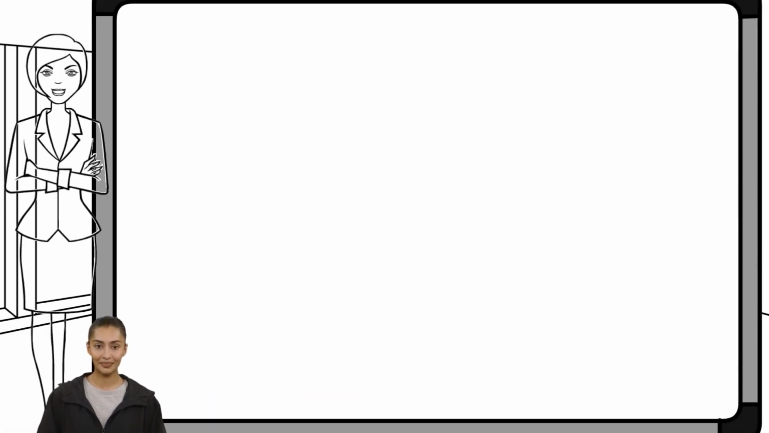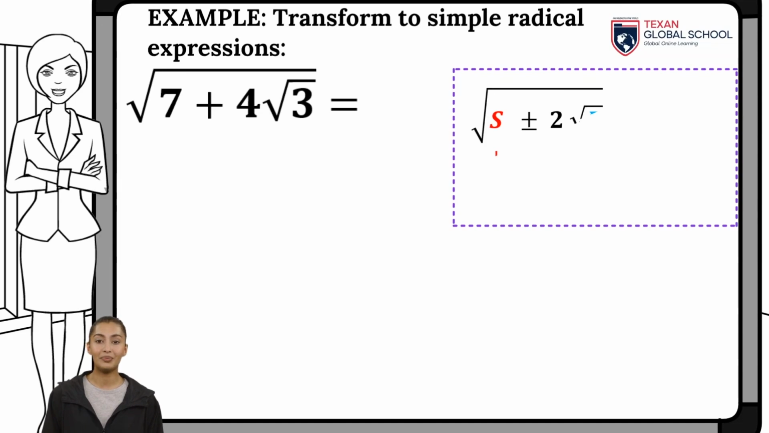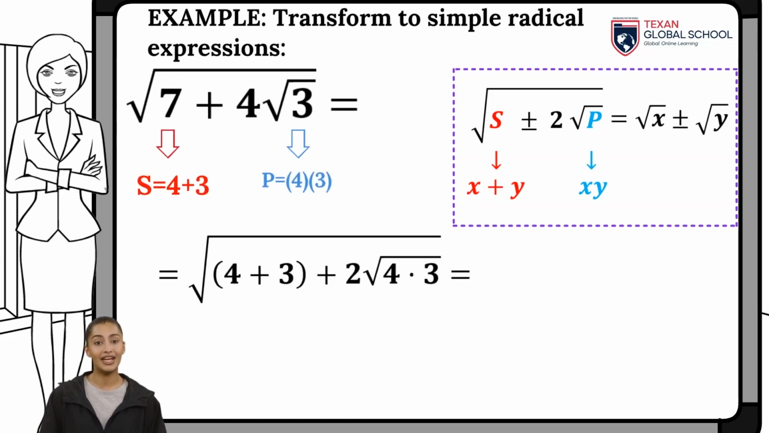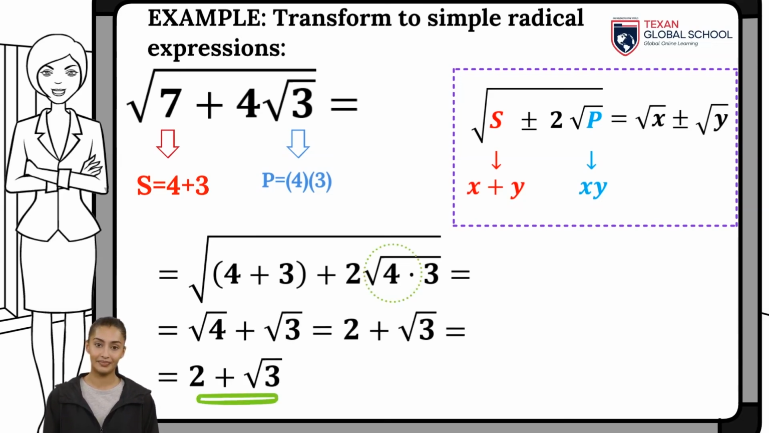Let's see an example. As we can see, the problem has the form discussed. We can find the relationship where s equals 4 plus 3, and p is the same with 4 times 3. However, we must adapt the radical since it is doubled as the one indicated in the formula. With this in mind, we substitute the values of x and y in the simple form, resulting square root of 4, which is 2, plus the square root of 3.